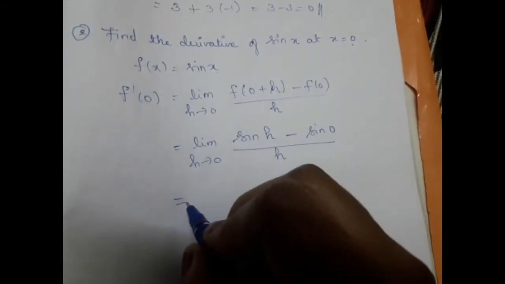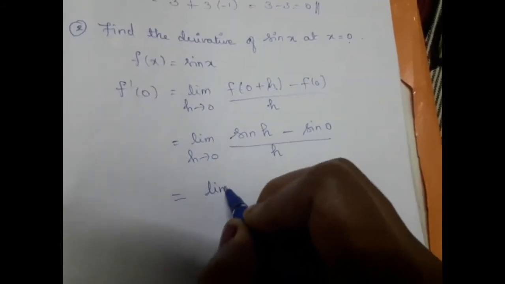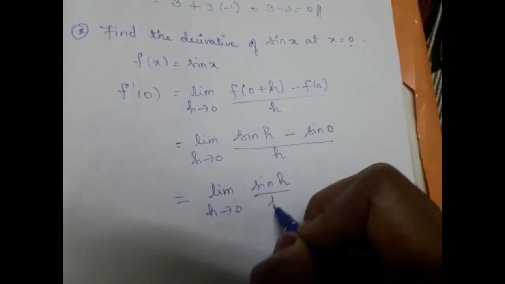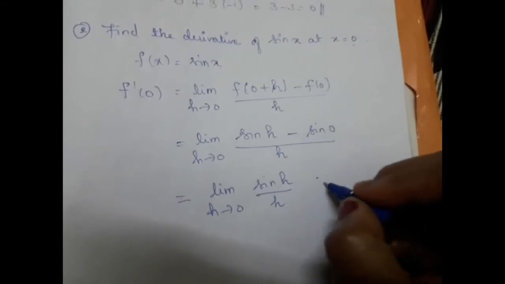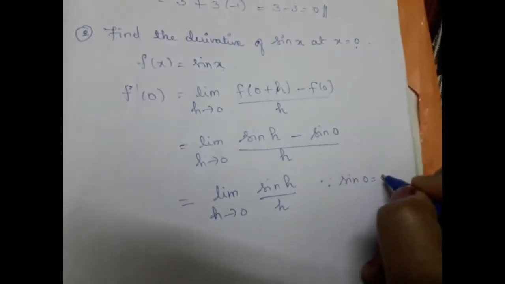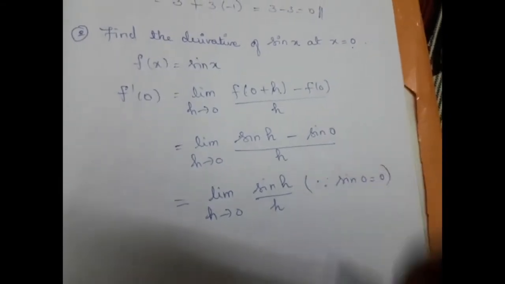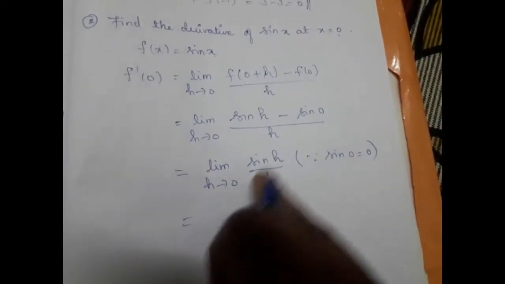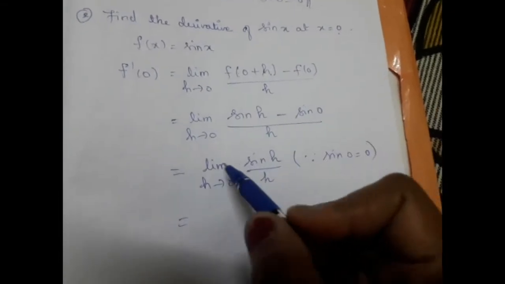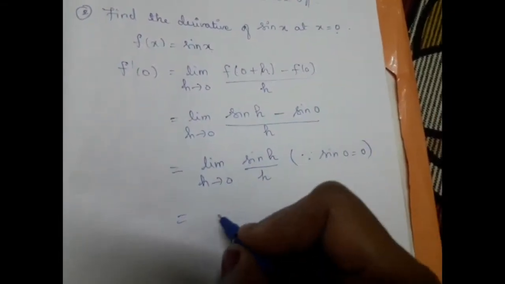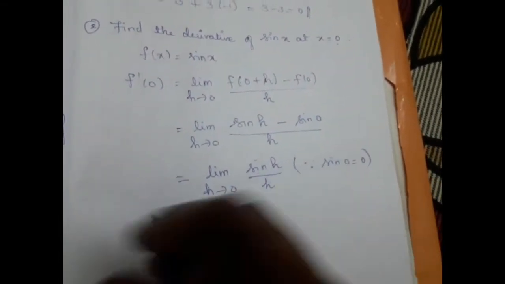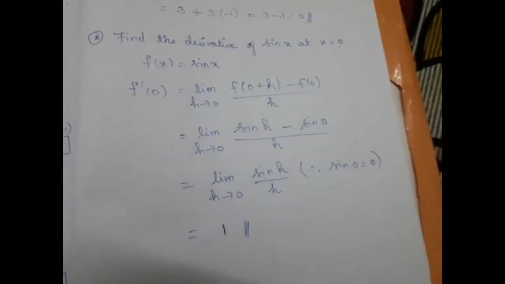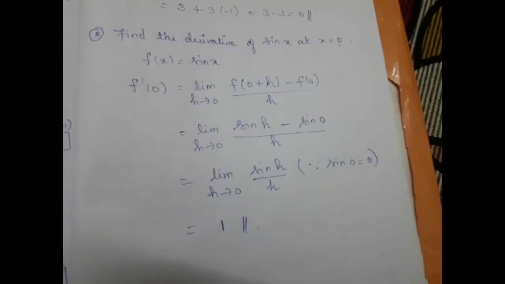What is sin 0? Sin 0 is 0. So limit h tends to 0, we got sin h by h, since sin 0 is equal to 0. Right. Now what is this? This result we have seen: limit x tends to 0, sin x by x is 1. So limit h tends to 0, sin h by h is 1. So hence we found the answer. Hope you understood. Let us move on to the next topic now.